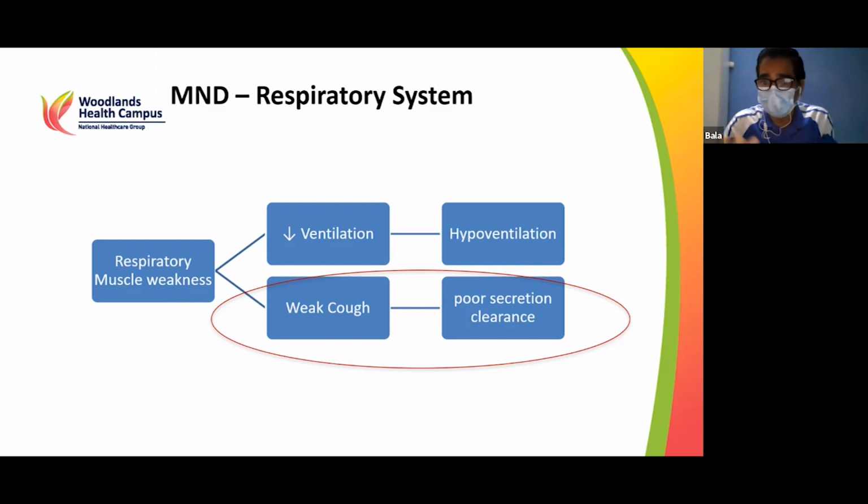So today we will not be talking about that. Today our focus will be the second part. When respiratory muscles are weak, your cough mechanism is also going to be affected. When your cough is affected, you have retention of secretions. And today, all our time will be spent on how we enhance this secretion clearance when the cough is weak.